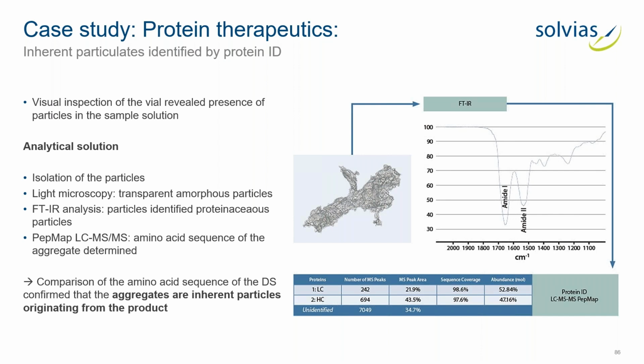And to prove that, and also to find out the source of this protein aggregate, we performed PEPMAP LC-MS investigation, meaning the particle was digested and then the amino acid sequence was compared to that of the drug substance that was used for this product. What we found then is that the particles were indeed drug substance, meaning this is an example of inherent particles, and adding this information to the control strategy is a relevant piece of information in the characterization work.